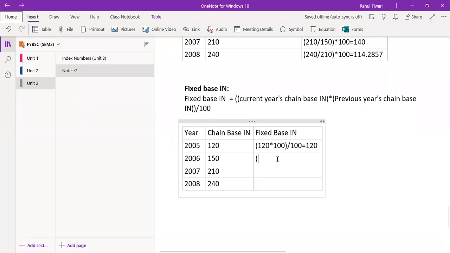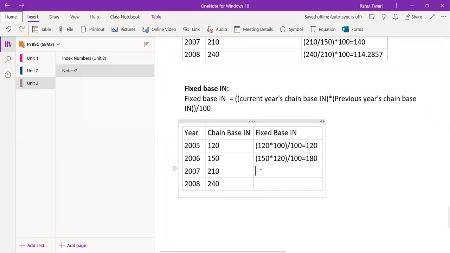What about the next one? Current year chain base index is 150, multiplying by the previous year's chain base index. The previous year is 120. Whole thing divided by 100. Answer is 180.